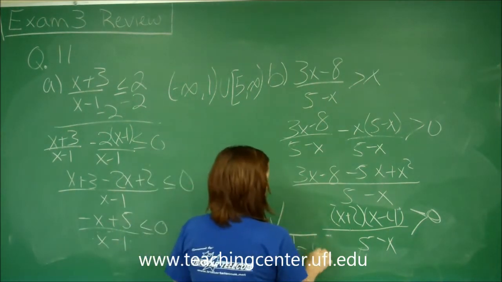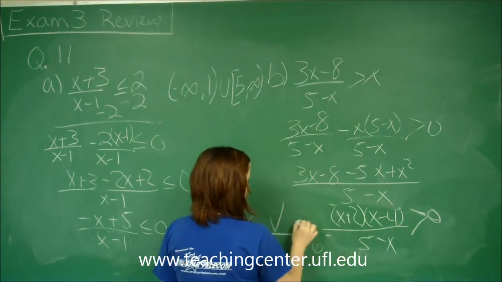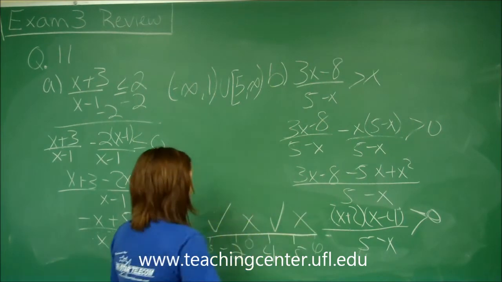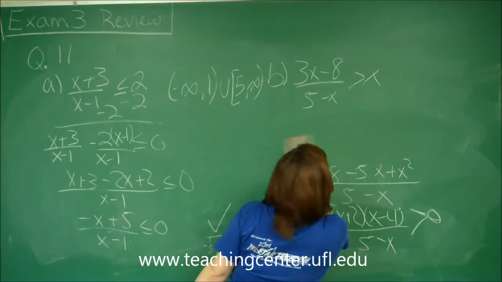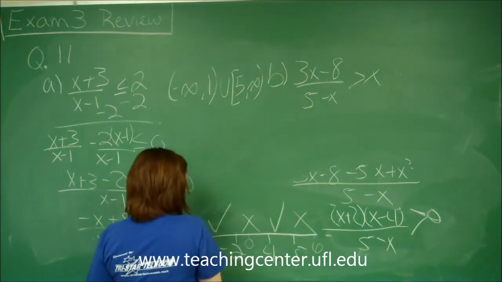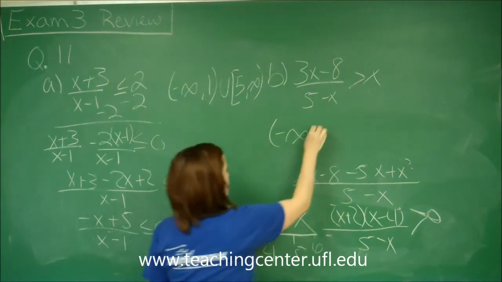And then if I plug in 6, I get a positive times a positive over a negative, so that's a negative, I don't want that. So therefore, my answer in interval notation will be from negative infinity to negative 2.